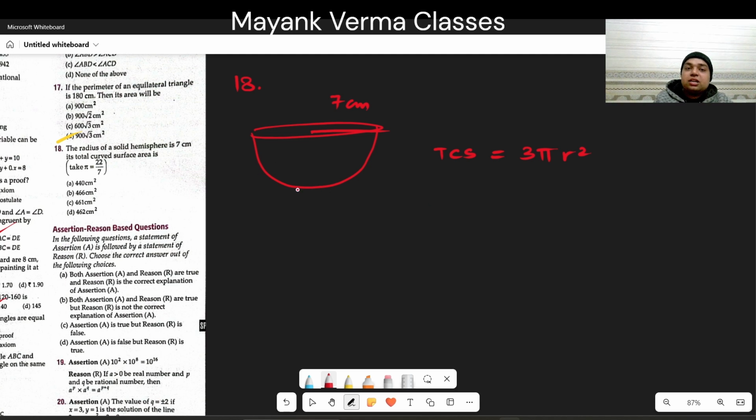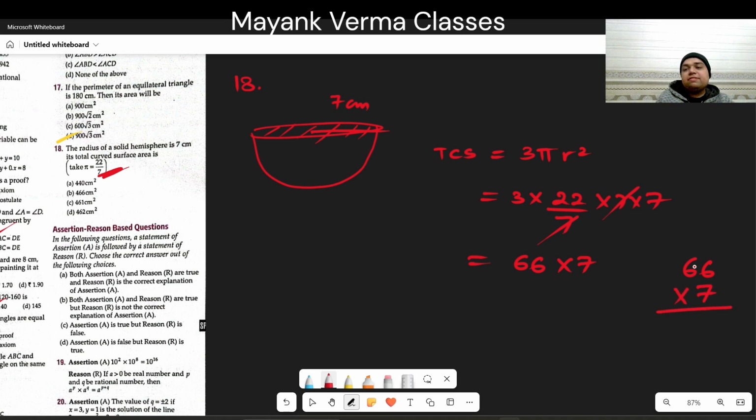So the curved surface area is 2 pi r square plus pi r square, so 3 pi r square. So 3 into pi, which is 22 by 7 as given in the question, and r is 7 times 7 because r square. So it will be 66 into 7. You can do it here, 66 into 7. 6 7s are 42. Again 7 6s are 42 plus 4 will be 46. So 462 centimeter square. Option D will be the correct answer.